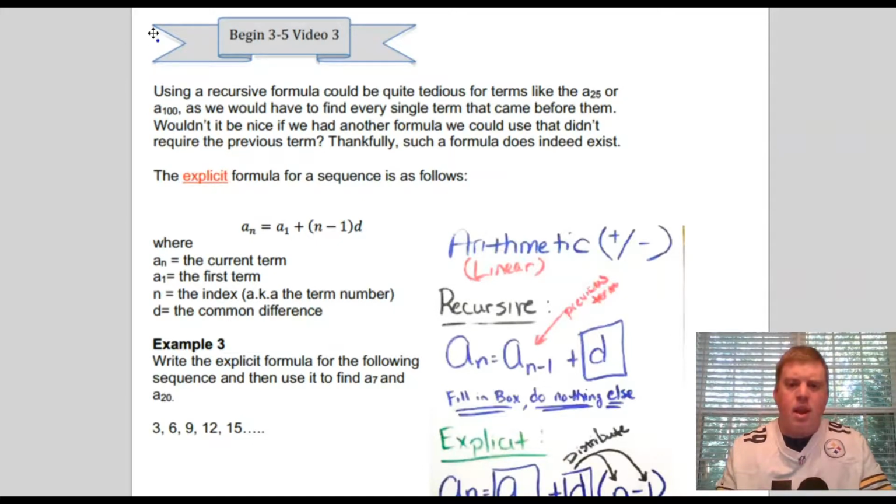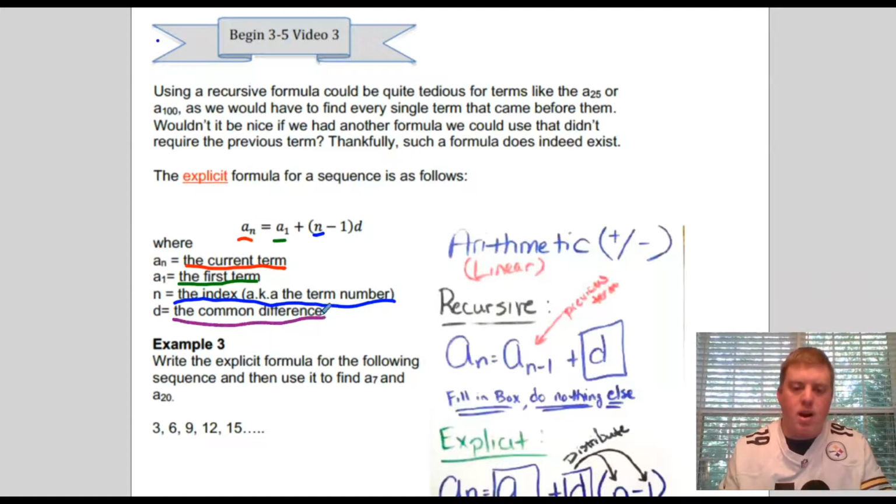And the explicit formula for a sequence is as follows. a sub n equals a sub 1 plus parentheses n minus 1 parentheses d. So again, this is on your formula sheet, so let's break down what each of these pieces mean. a sub n is still going to represent our current term, the term that we're looking for. a sub 1, if you remember from the first video, represents the first term. n is going to be our index, which is going to represent the number of the term. And then our letter d is still going to represent the common difference.